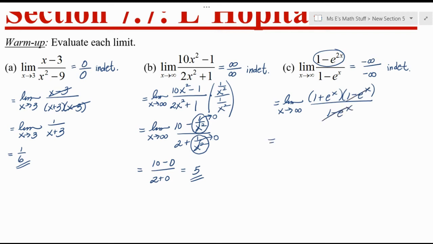And you'd be left with the limit as x approaches infinity of 1 plus e to the x. And then let's let x approach infinity now on this, and you'd have 1 plus e multiplied by itself infinitely many times. And so you'd end up with infinity. And so what does that tell us? It tells us this top number is growing infinitely faster.